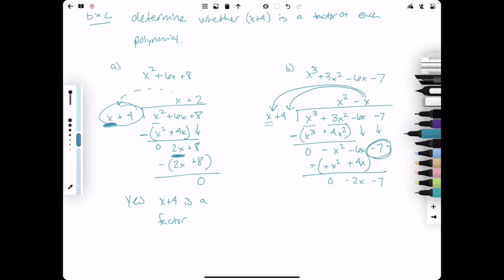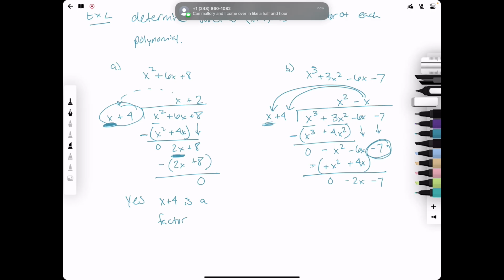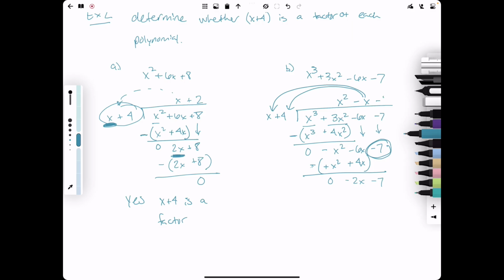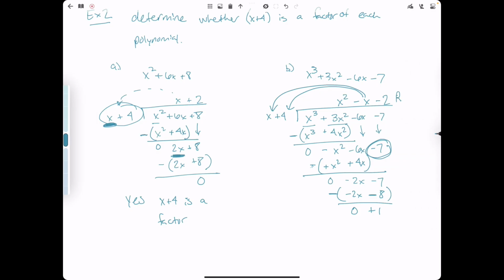What do you have to multiply x by to get to negative 2x? Negative 2. So we have minus 2 at the top. When you multiply it, you get negative 2x and negative 8. When you subtract all of that, you end up with 0, because negative 2 minus negative 2 is 0. Negative 7 minus negative 8 is a positive 1. So you've got a remainder of 1. It doesn't work, so not a factor.